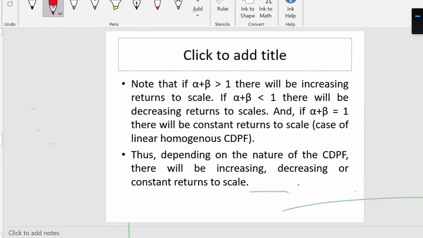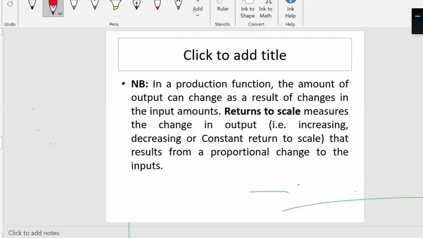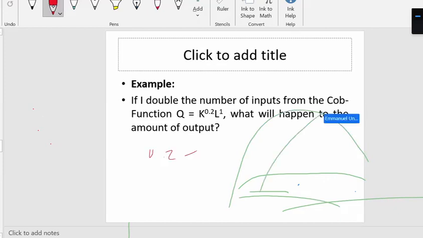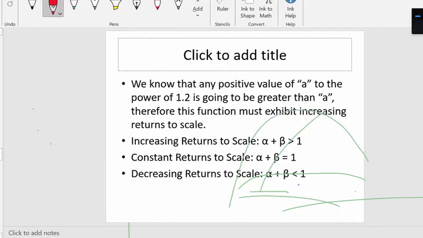This is a Cobb-Douglas production function. So, for example, if I double the number of inputs, by looking here, is this increasing or decreasing? For example, what happens? Forget about calculation. That means here there is increasing, because 0.2 plus 1 is obviously greater than 1. So it is increasing returns to scale. This is 1.2. So increasing returns to scale.